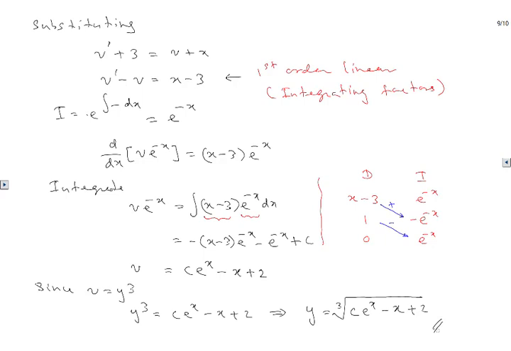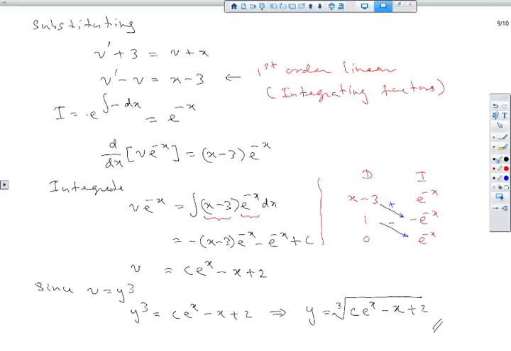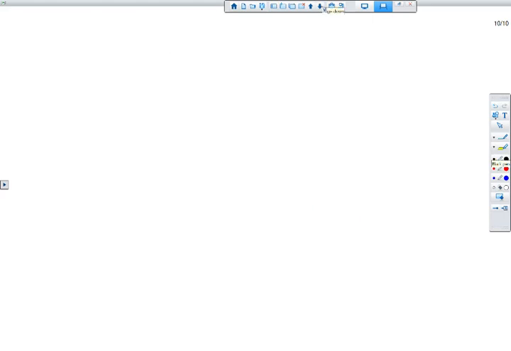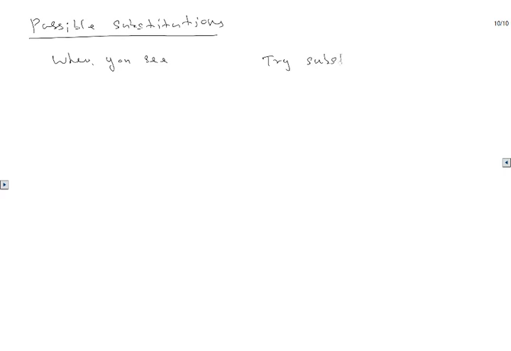Good. So I'm going to give you a table of substitutions that you possibly use for these kind of problems, especially for the last problem. So let's do that, and that's the end of this. So the possible substitutions. So let's say when you see a term, try the substitution.